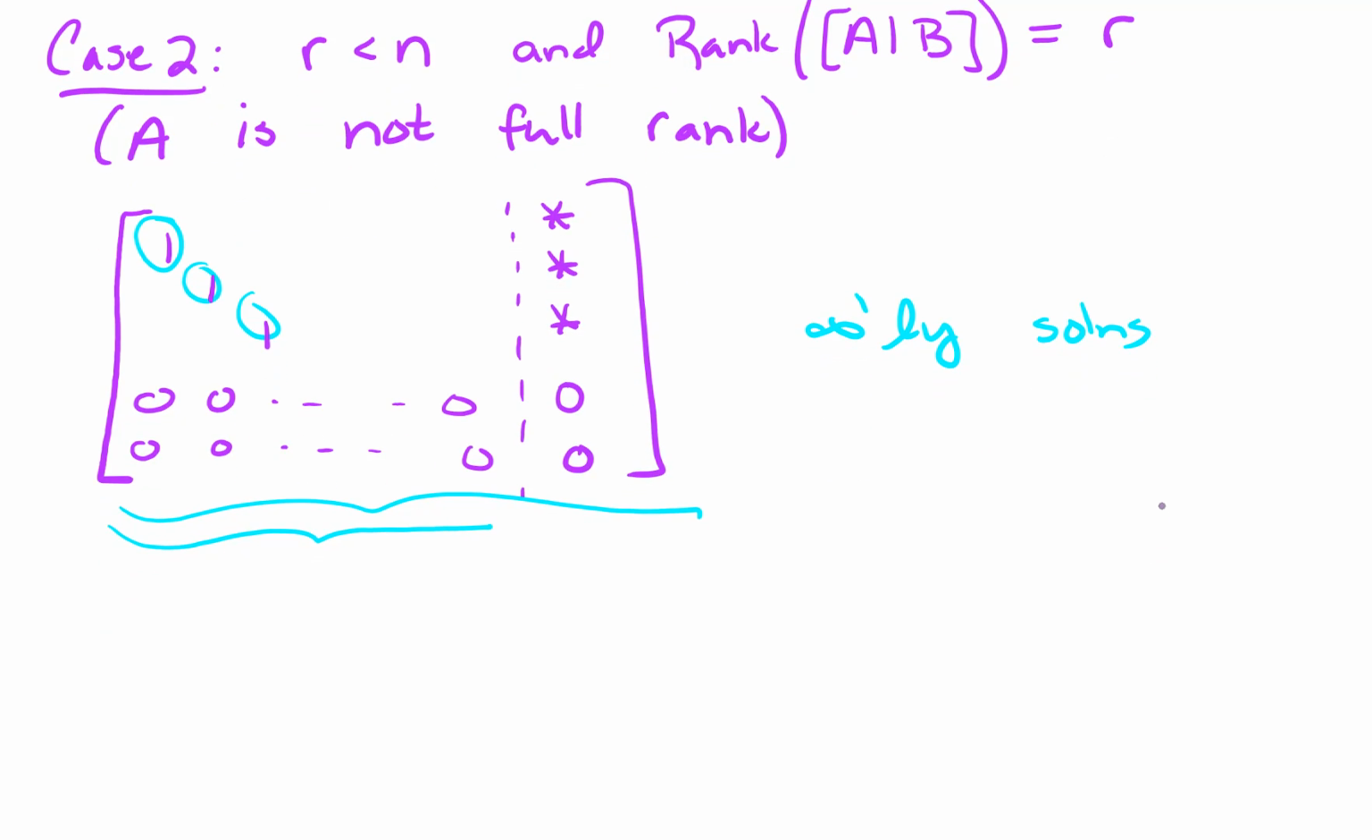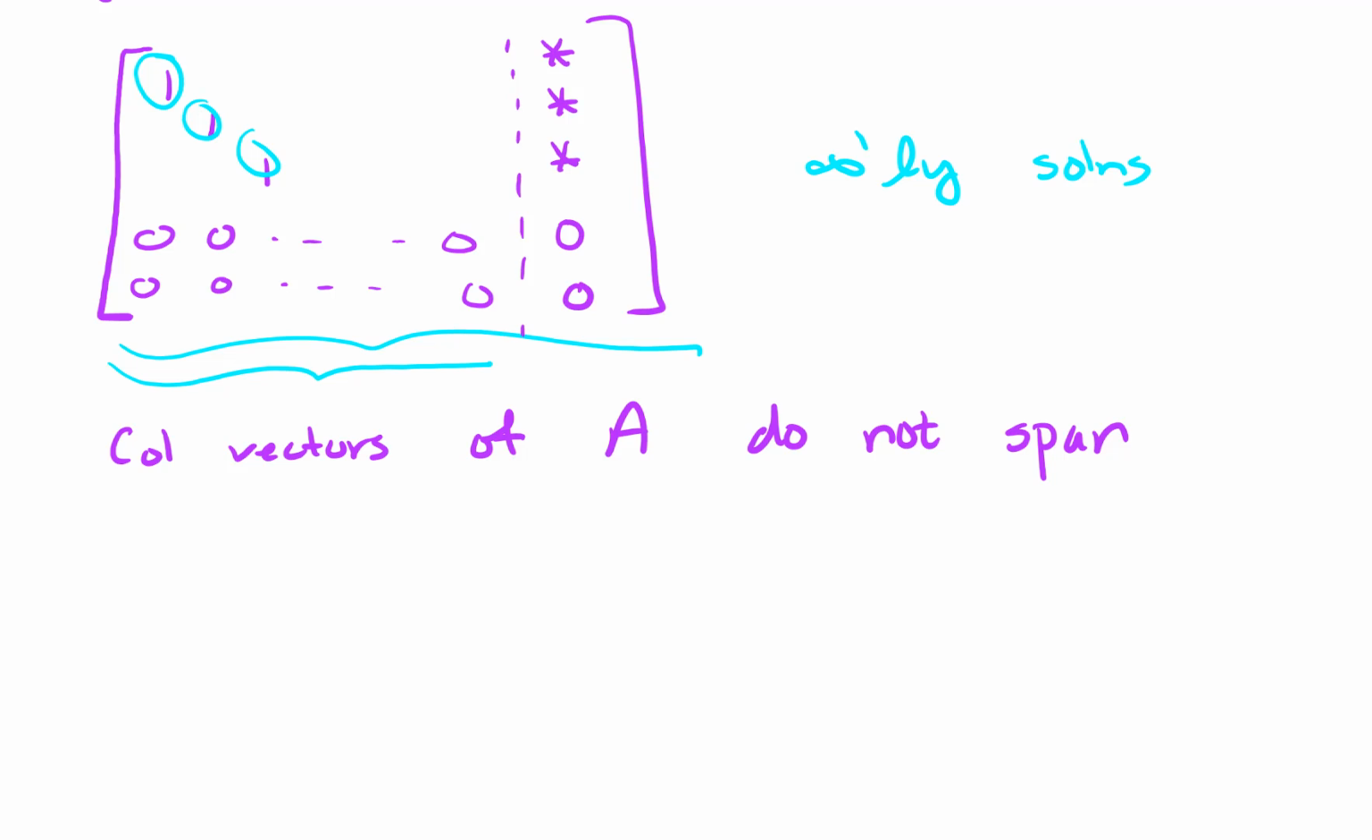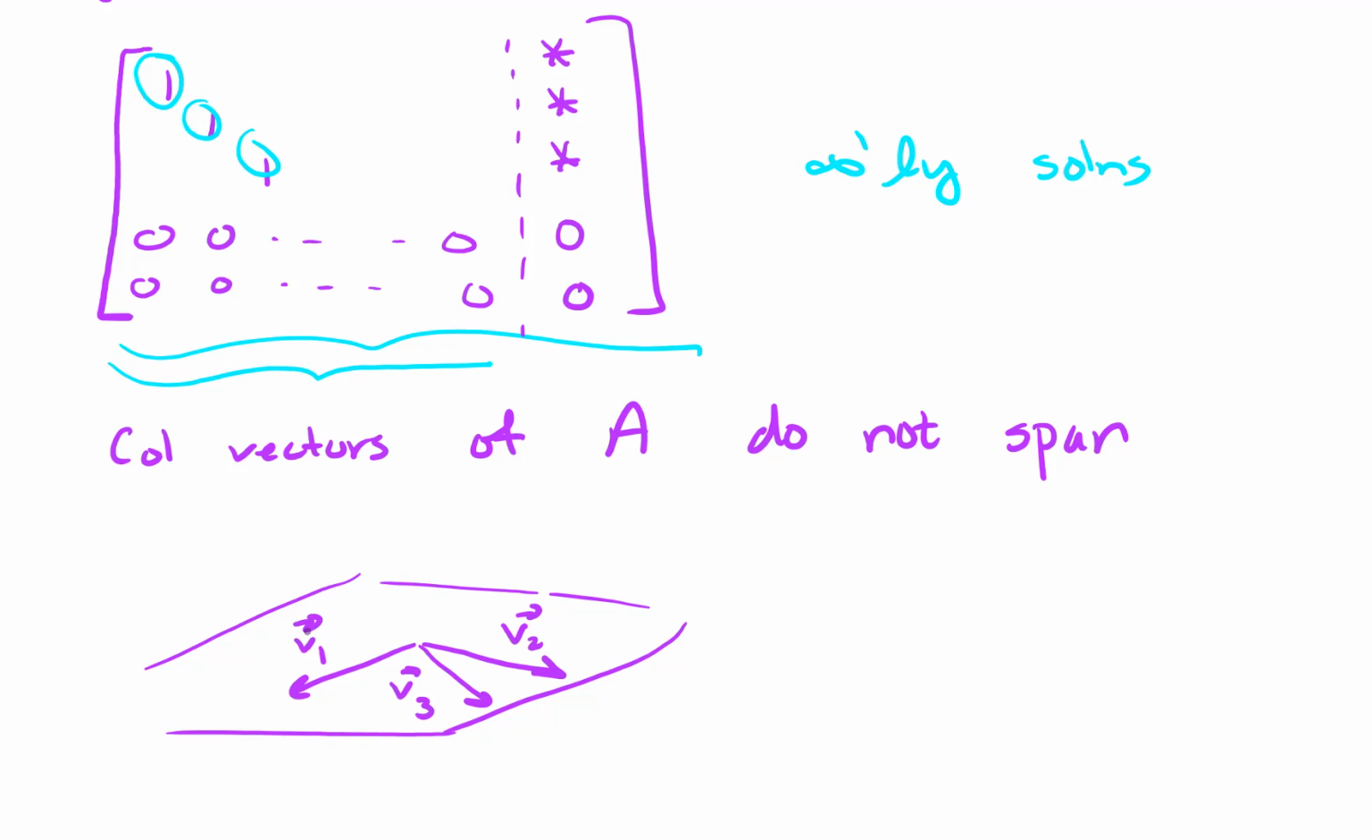In this case, the column vectors of A do not span the space. And so it's not the case that you can generate every vector b. So let's just take a look at a picture here. You might have three little vectors and they live all down in maybe a plane. So they live all down here in this plane. And if you come along with a vector b that lives down in that plane, that's great. You will get infinitely many solutions.